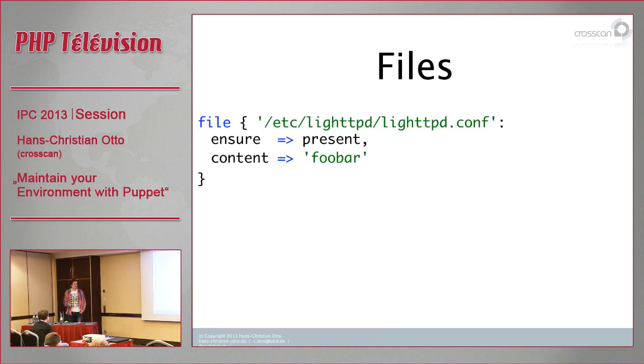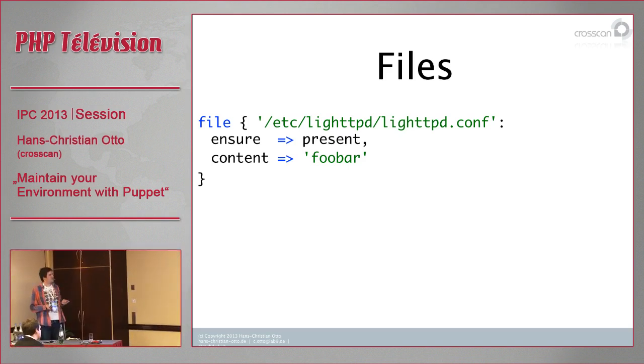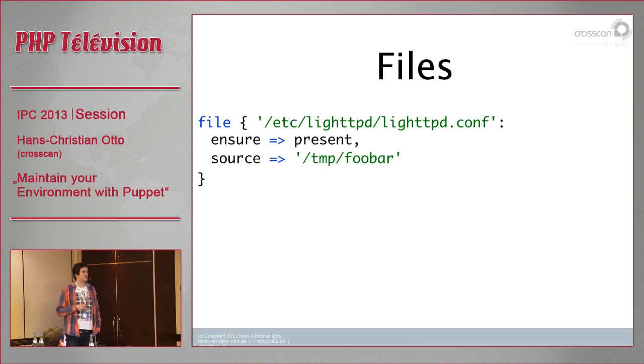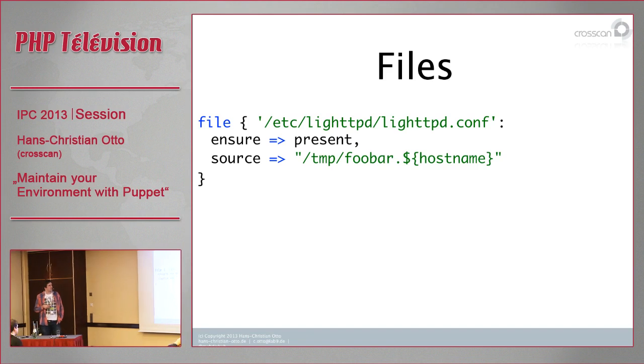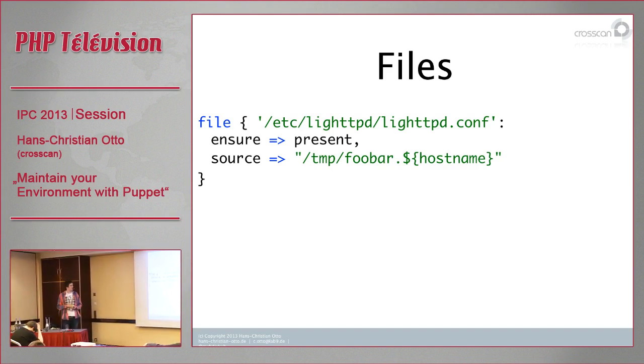I just showed you how to create a file and write some static content into it, but that's quite boring, and I'm going to show you something that's a little bit more interesting. This was the example we just had, but instead of just writing static content in there, you could say, please use the file /tmp/foobar as the source for this lighttpd.conf. And we can, again, use variables within this string. For instance, the fact of the hostname. This would allow us already, if we have several machines and several lighttpd config files for this, to store them all in one directory and give them a name depending on the hostname. This is a bad practice.